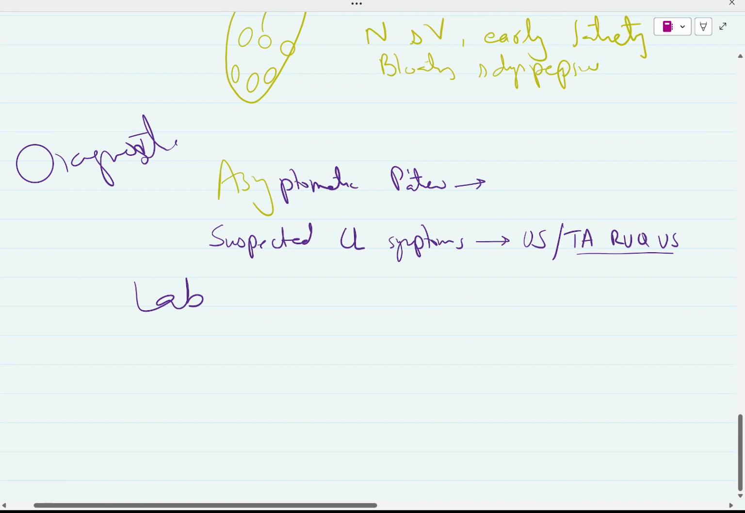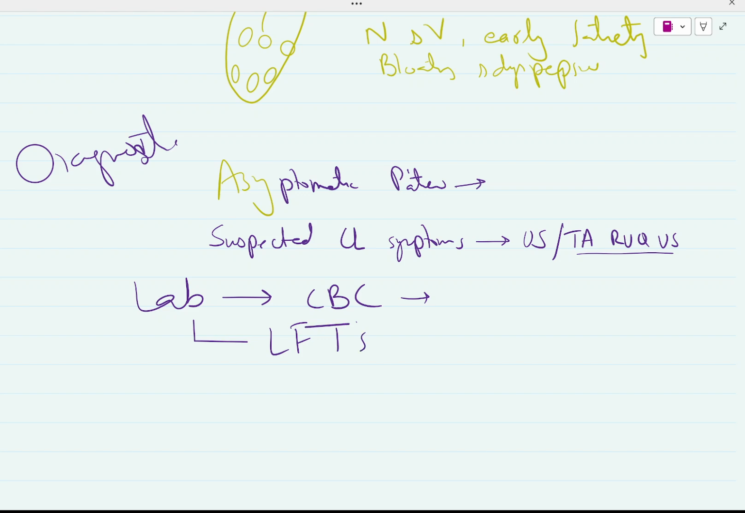So what lab tests are you going to perform? You are going to perform CBC. Usually it's normal as the patient has no symptoms. So next thing is LFTs. It also comes normal in an asymptomatic patient. So you have to perform these tests in every patient who comes to you with right upper quadrant pain.